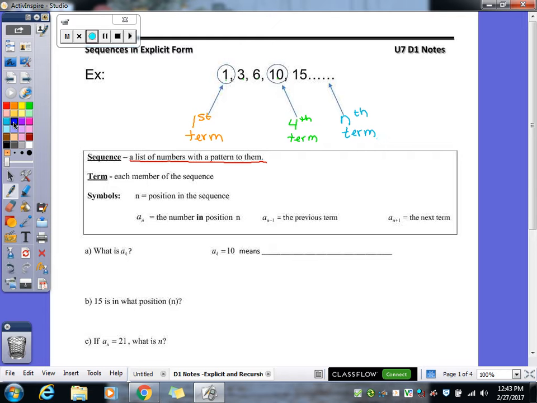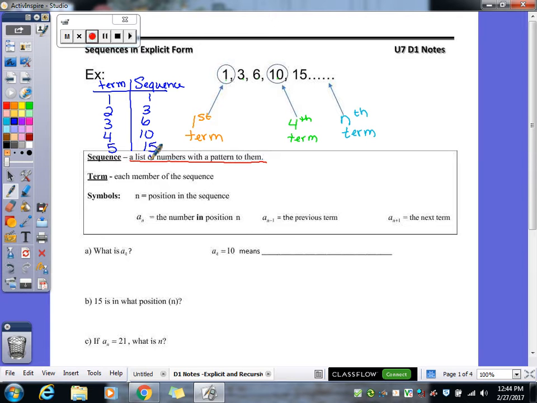Now the thing about sequences is you could still write them as a table of values like you're used to seeing. If you write it as a table, your term is like your x value, and the actual sequence itself is kind of like your y value. So if I were to write this sequence as a table, I would have 1, 1, because my first term is the number 1. 2, 3, because my second term is a 3. 3, 6. 4, 10. And then 5, 15. That's what our table would look like.